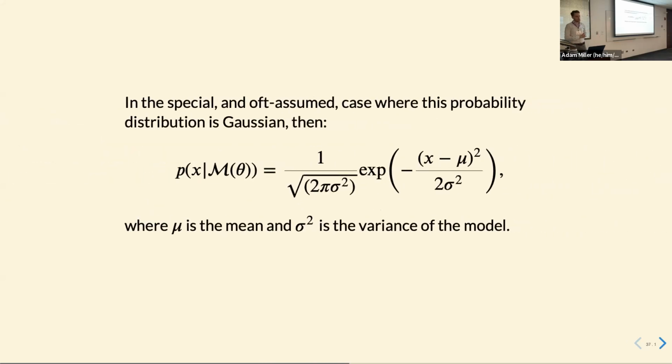So in the special case, and the often assumed case, where you have uncertainties that are Gaussian, then the probability of any individual observation is just defined by the normal distribution, written here in its full glory. So x is your observation, mu is the mean of your model, and the variance is described by sigma squared. So this is just the probability of some observation given some model described by a normal distribution.